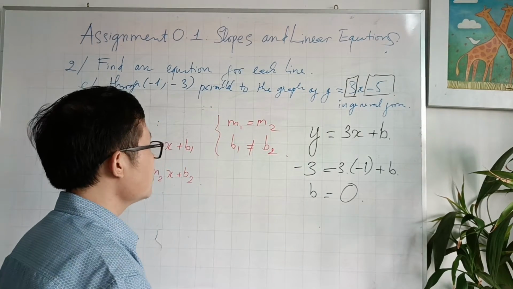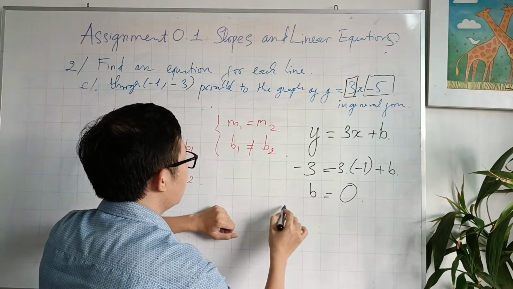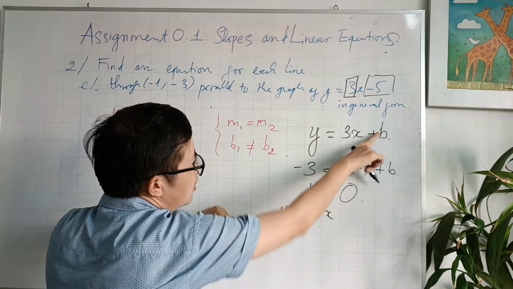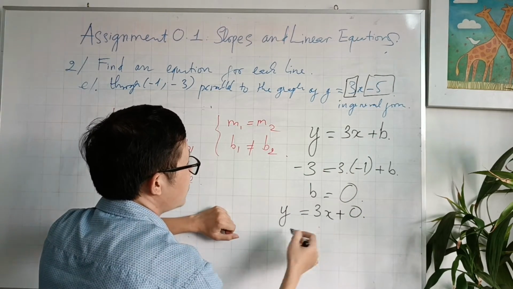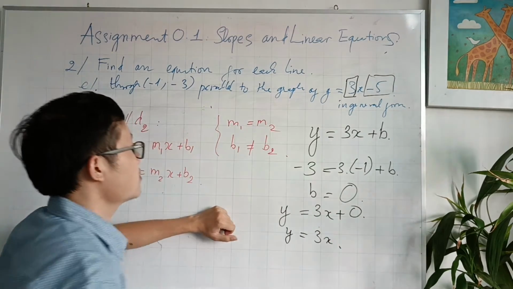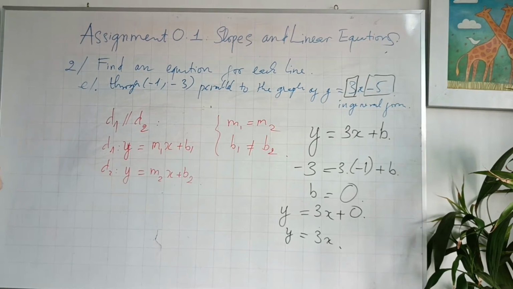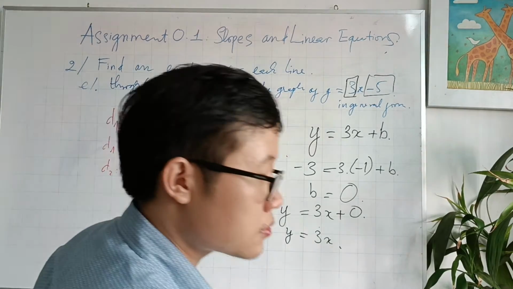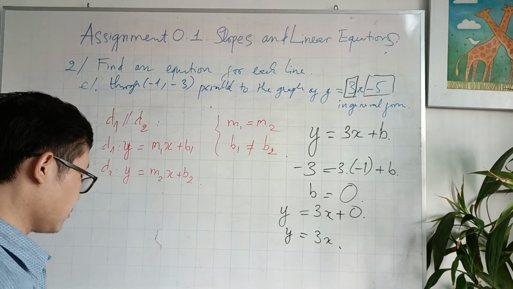And we rewrite the linear equation. y equals 3x plus b, and b equals 0, so we plus 0. This also means that y equals 3x. Okay. This is question E, and we move to the next question.